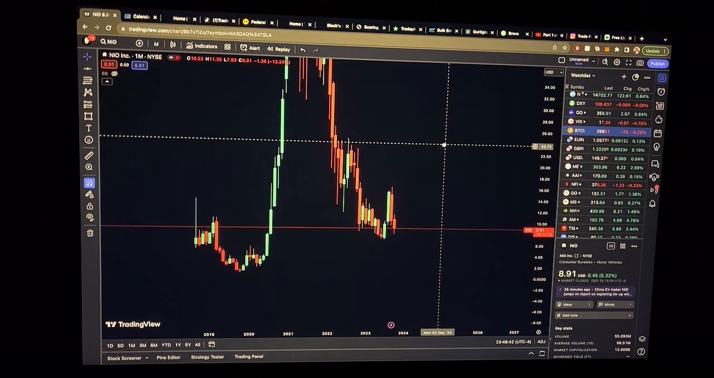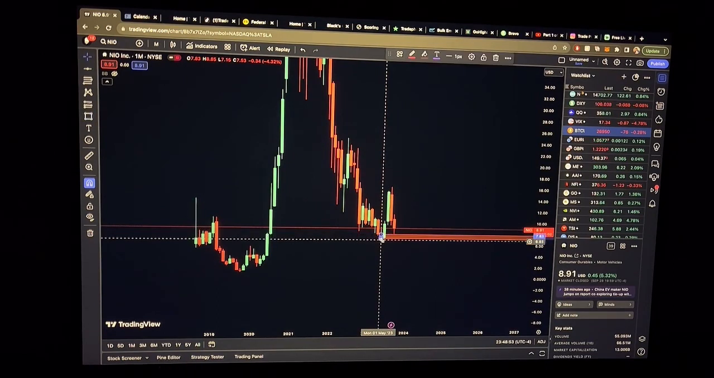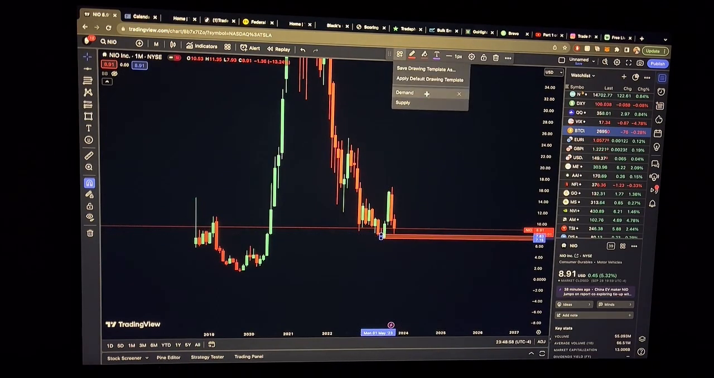All right, so here we are on the monthlies. Do I have any clear institutional order flow here on NEO? I do. I have this beautiful drop, base, rally. Nice area of imbalance. Some big bank institution bought heavily here, driving price action upwards, right?